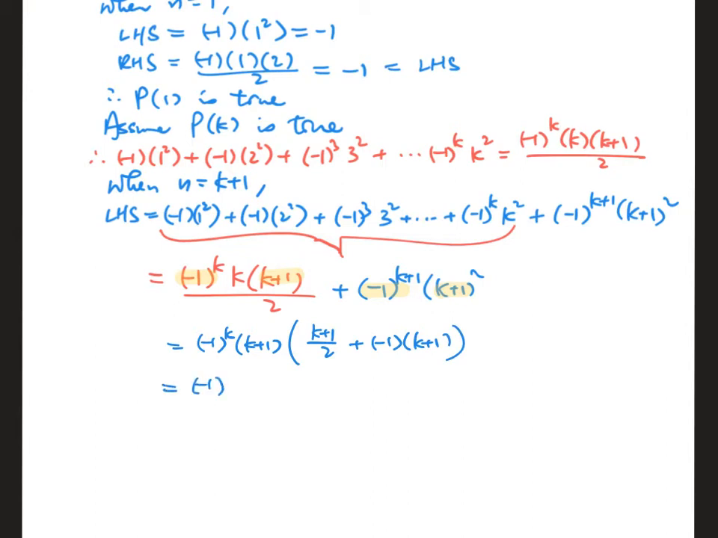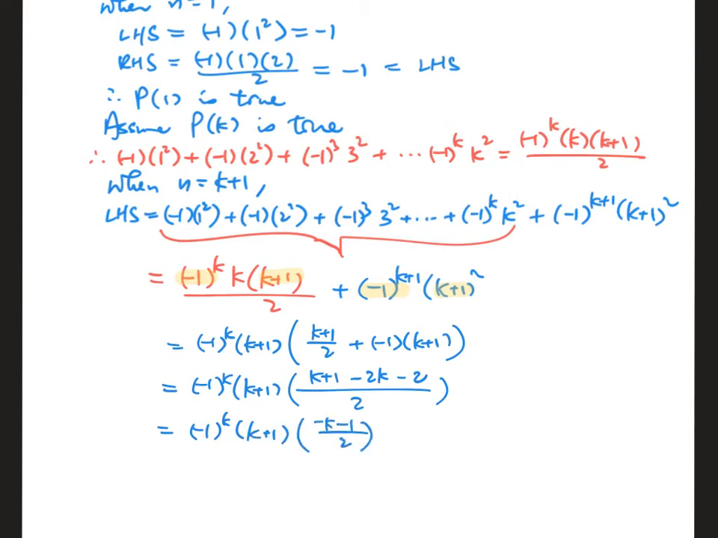After having the same denominator 2, you have k plus 1 minus 2k minus 2, which gives you minus 1 to the power k, k plus 1 minus k minus 1 over 2. And then now we can put it in a big fraction with denominator 2 because of the minus sign which is taken out. So that's why minus 1 will be raised up to k plus 1 as a power. And after you take out the negative signs, you have k plus 1, which gives you k plus 1 squared. So that's why we say P(k+1) is true.